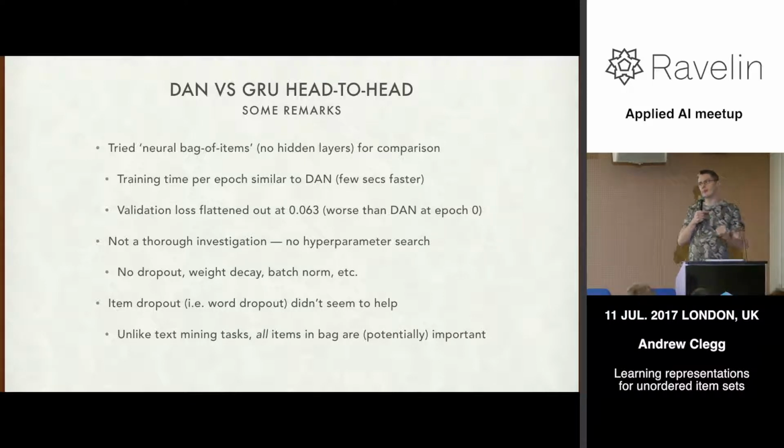But I think it's suggestive that if you've got data that has no order, or actually in this case does have order, but that order is of limited obvious value, then it might be worth trying something much simpler like this before going for a more expensive model like a GRU or an LSTM or whatever.